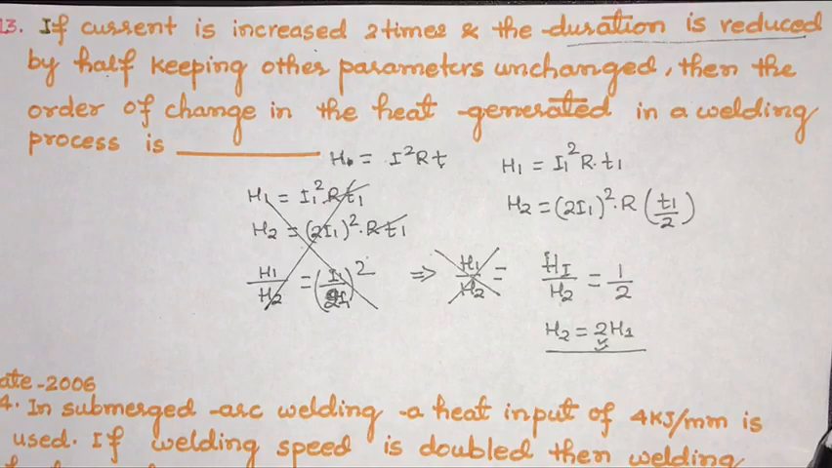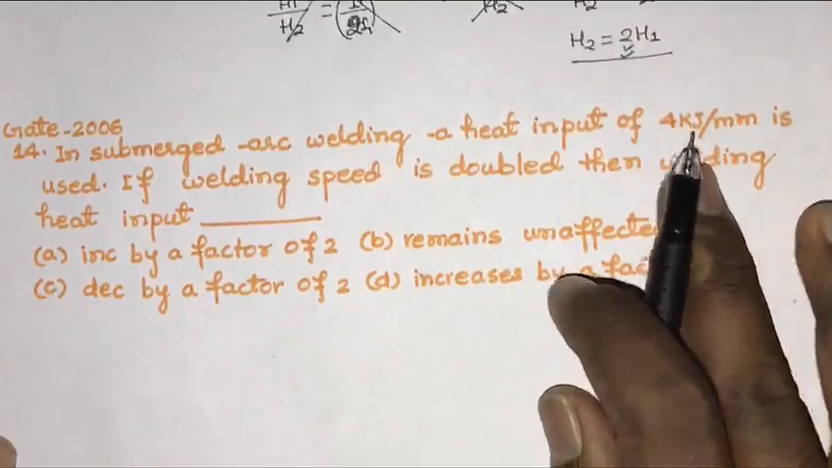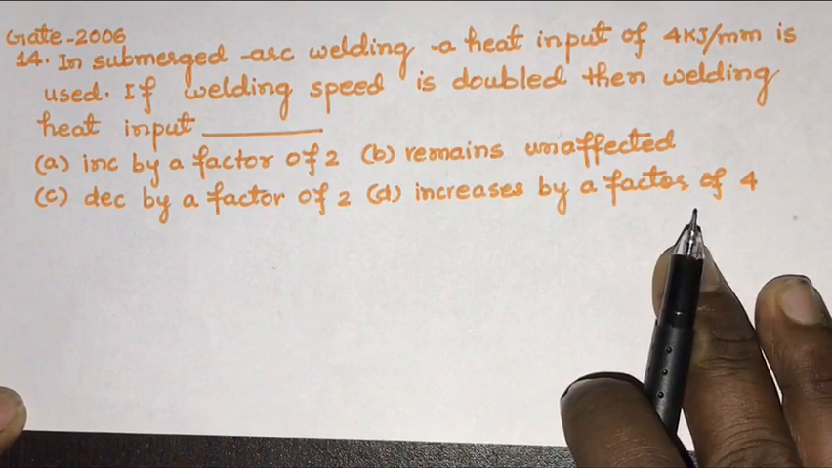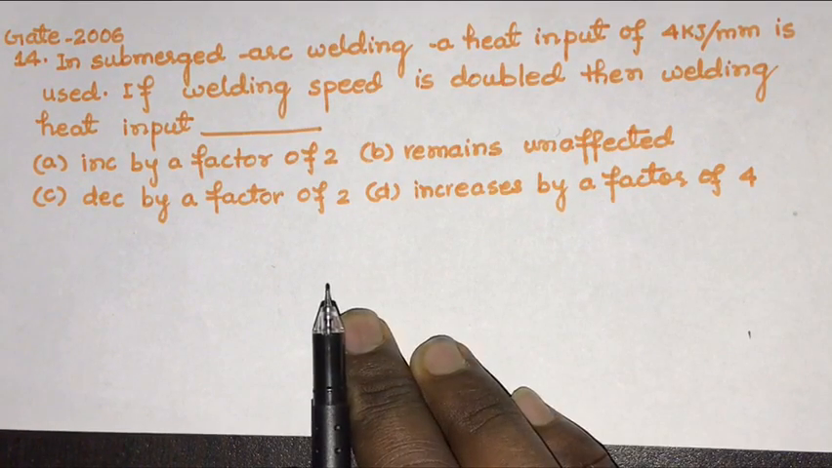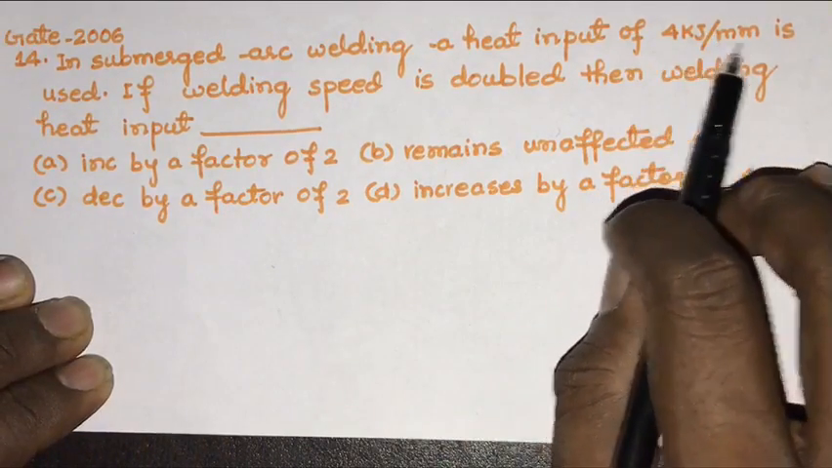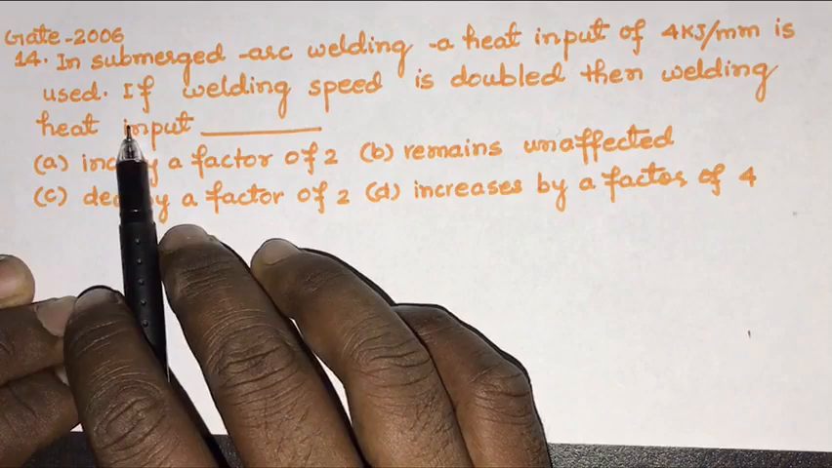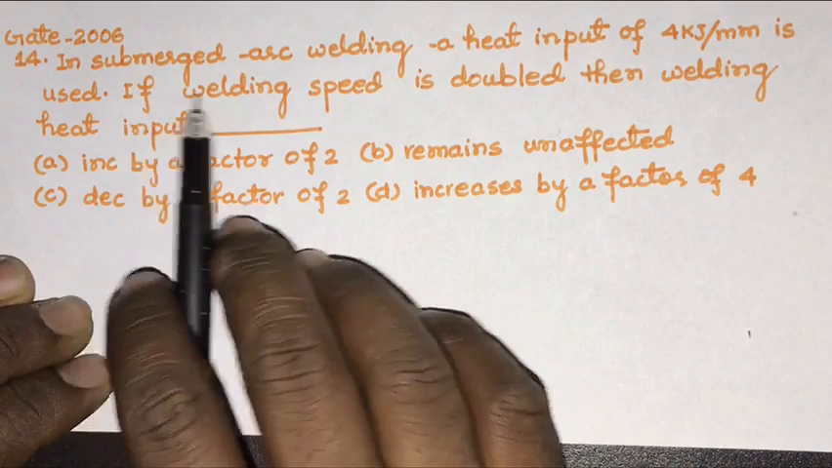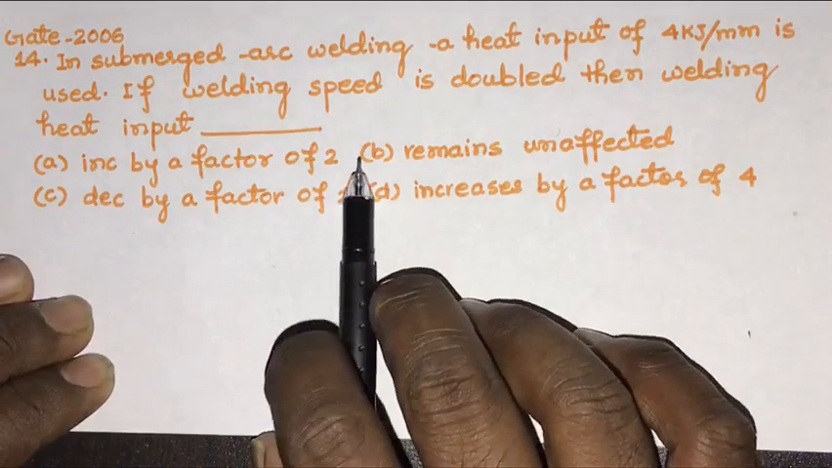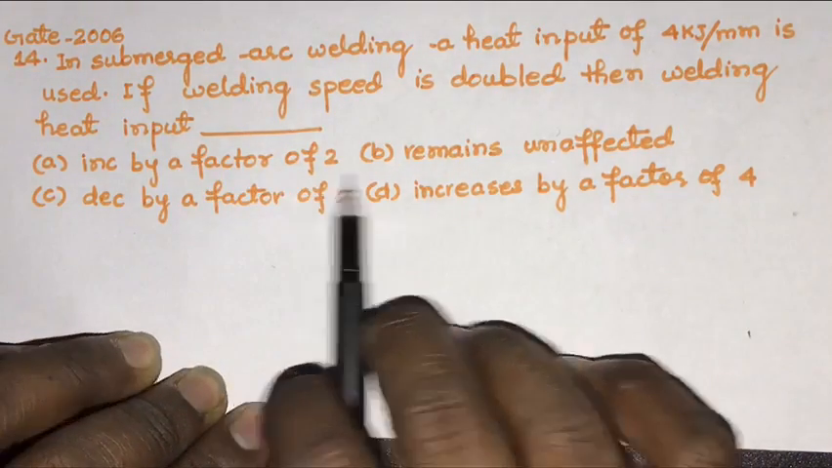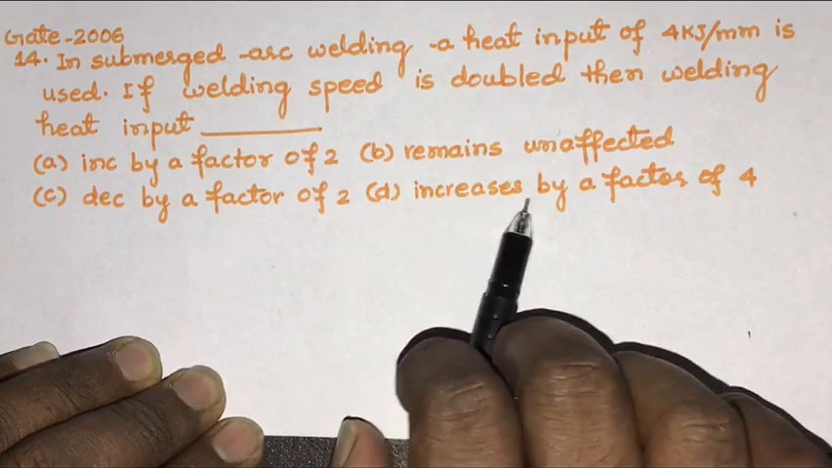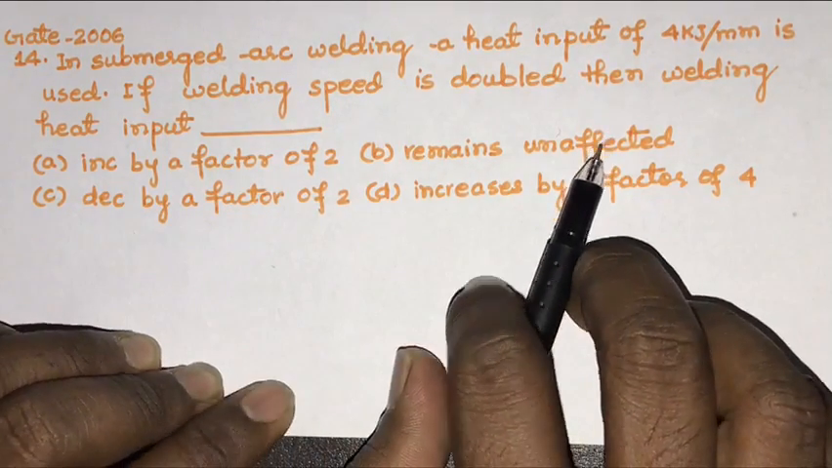Okay, coming to the next problem here. This problem was asked in GATE 2006, and the question is: in submerged arc welding, a heat input of 4 kilojoule per millimeter is used. Now if the welding speed is doubled, then the welding heat input will be: increases by a factor of 2, remains unaffected, decreases by a factor of 2, or increases by a factor of 4.